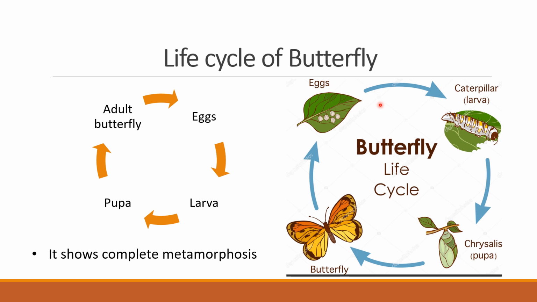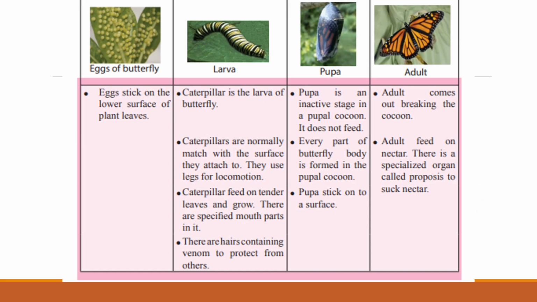So if you consider the stages of this life cycle, you will be able to see that it shows the complete metamorphosis. So this is an example for a life cycle with the complete metamorphosis. So here we have a table, and I have copied this table from your textbook. Now let's see what are the important features you can find in the four main stages of the life cycle of the butterfly.